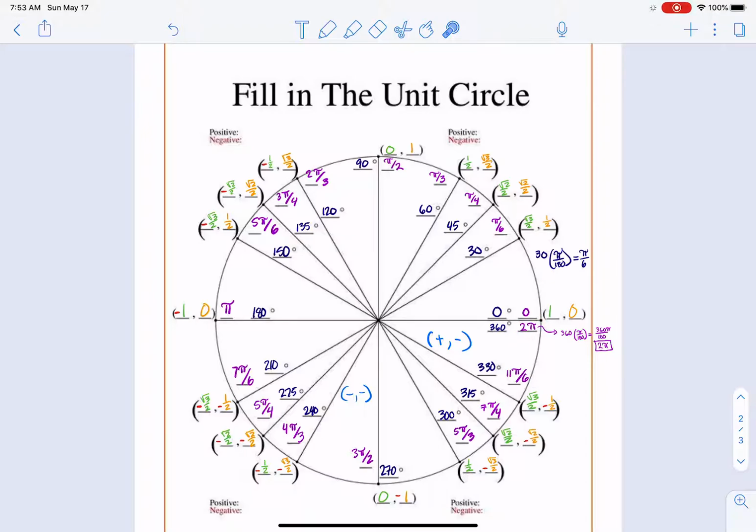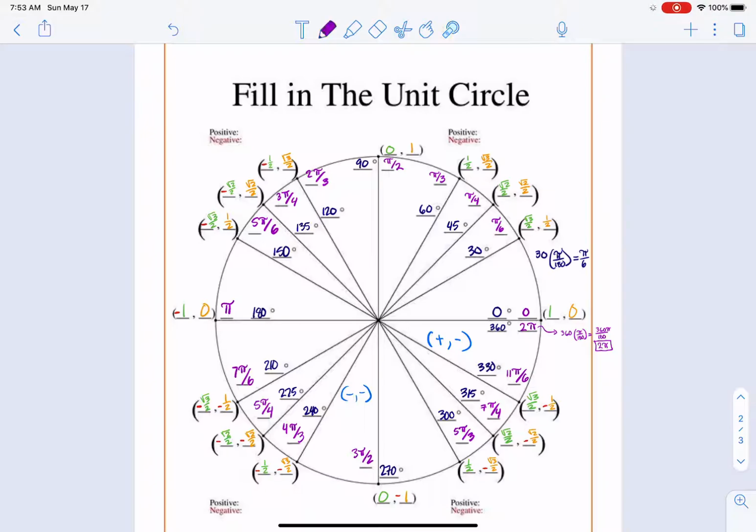So radians are just another measurement for angle, just like degrees are a measure for angle, just like inches are a measure for length or centimeters are a measure for length. This is just another way of measuring angles. So these values are equivalent. 30 degrees is equivalent to pi over 6 radians. Okay, let's talk about how we get this.